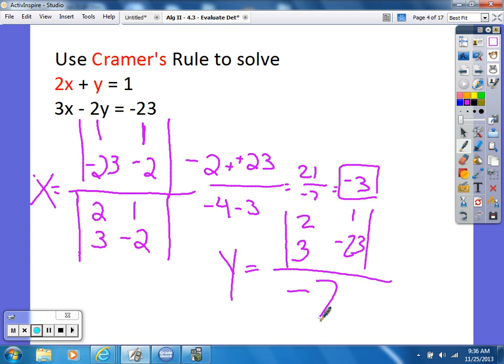Once you show it once for the bottom, I'm good. You don't have to show it a second time. It's going to be negative 7 every single time. Okay, find the determinant of the top now.